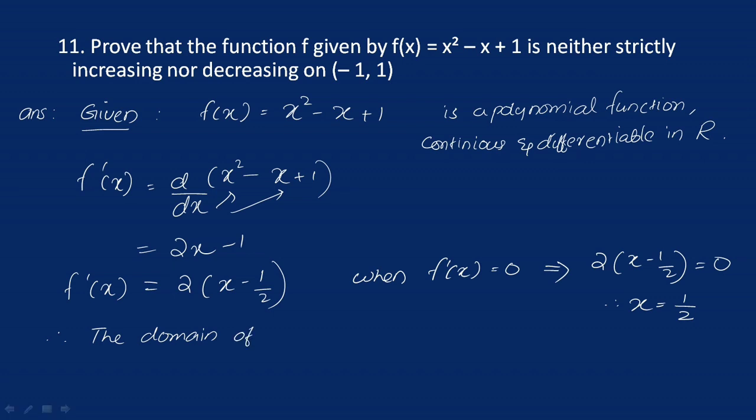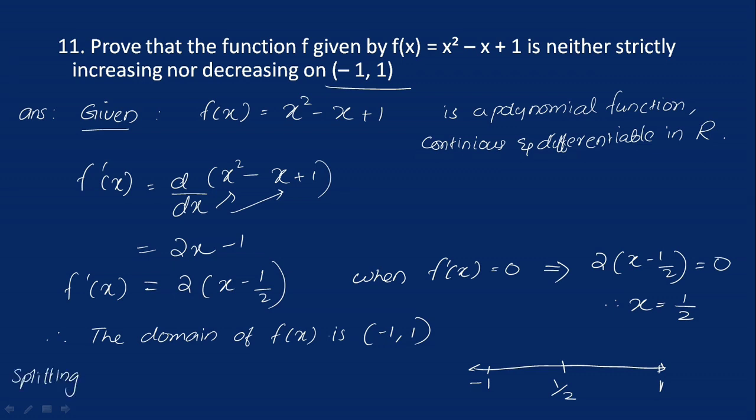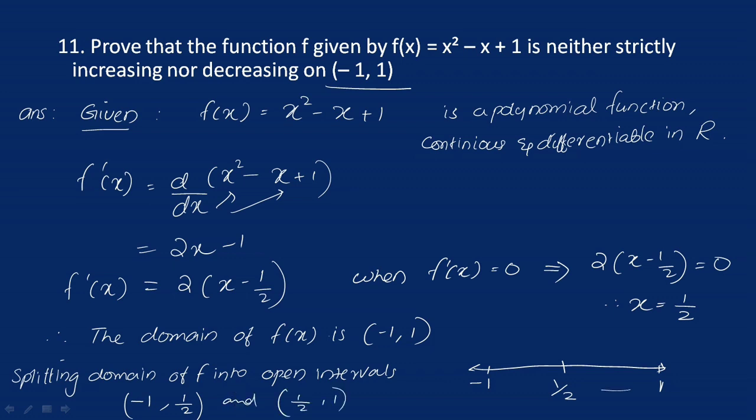So the domain of f of x is from the interval minus 1 to 1, right? So we will be drawing a line segment from minus 1 to 1. So we will be marking a point 1 by 2 on the line segment. So we will be splitting the line segment into disjoint intervals. We have the open intervals, that is from minus 1 to 1 by 2 and 1 by 2 to 1. So these are the intervals we are having.